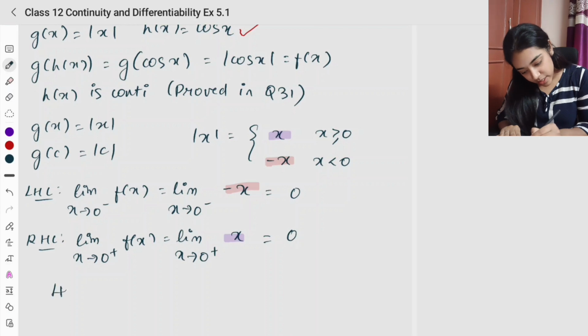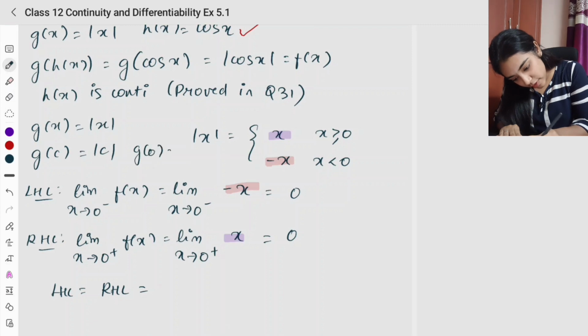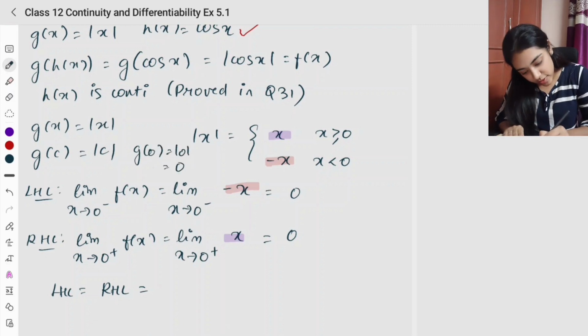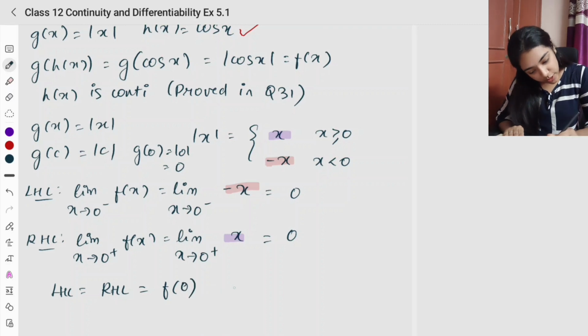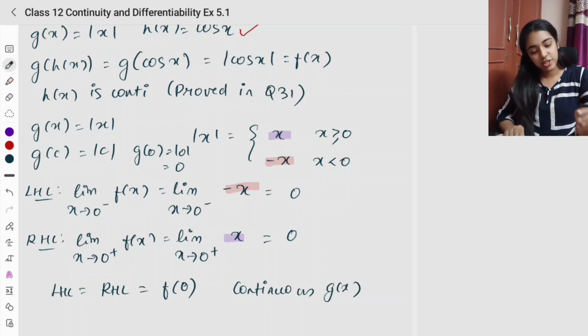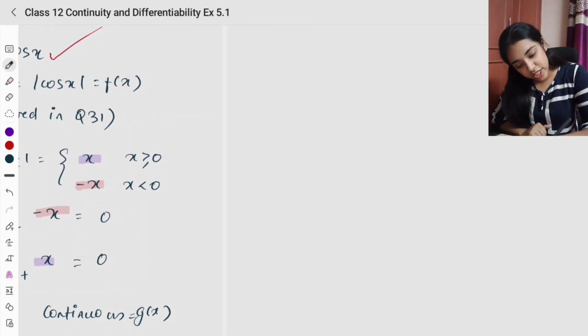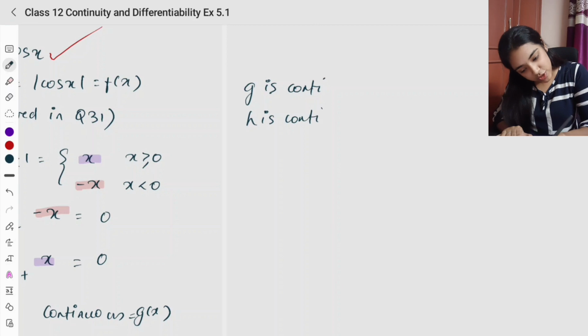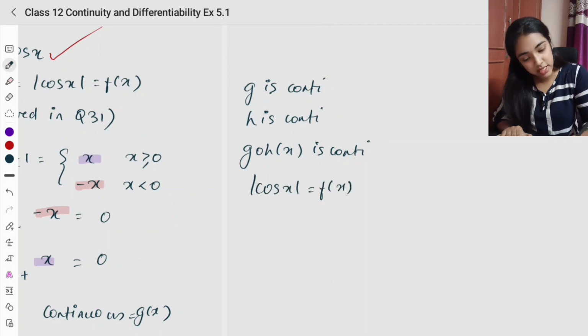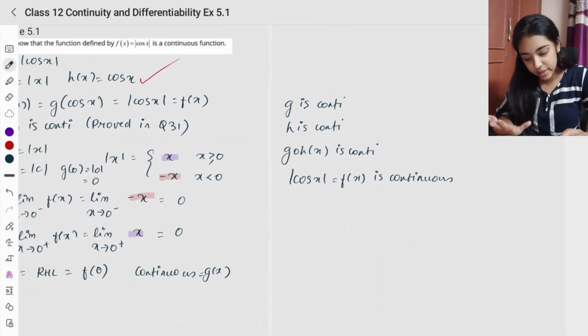So I have left hand limit equal to the right hand limit, which is also equal to, in that 0 substitute panna enna agum, mod of 0 is going to be 0. Correct? So it is also equal to f of 0. So it is continuous. Which is continuous? G, continuous function. G of x is a continuous function. So I have G is continuous. H is continuous. So G of h of x is continuous, which means mod cos x, which is our f of x, is continuous. Okay, as simple as that. Please copy.